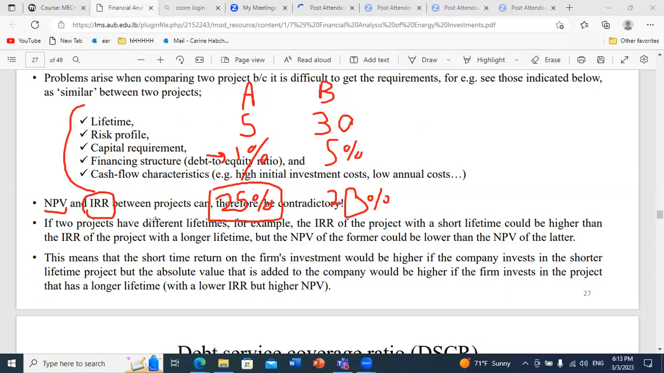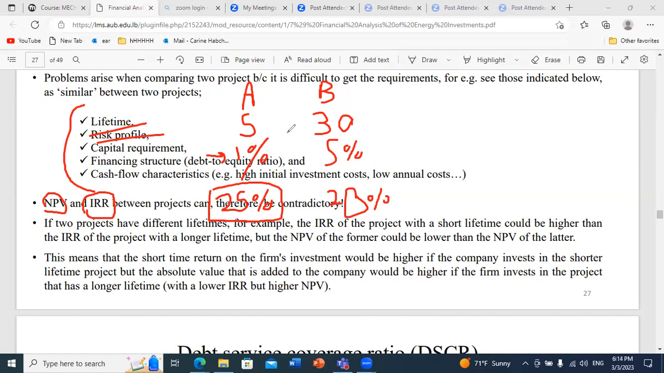Look, the idea is, this is what they are telling you. They are telling you that whenever you compare two projects, it's better to have the same lifetime, the same risk profile, 100%. Okay, but in case you are comparing projects where you don't have the same factors, you can have contradictory results. Meaning if you compare NPV, you might say B is better than A. But if you compare IRR, you say A is better than B. Then you cannot judge, you cannot make a final decision. So that's why we are saying that we should have the same characteristics. This is the reason. Okay?